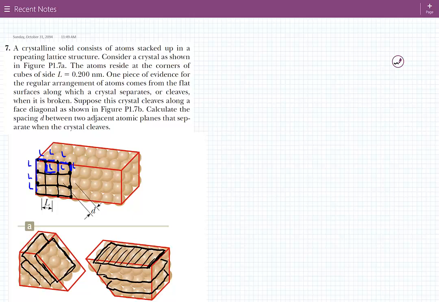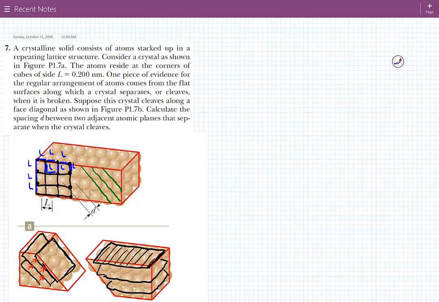So, calculate the spacing d between two adjacent atomic planes that separate when the crystal cleaves. So when it was cut, it wants us to find the distance between these diagonal planes, this distance here, whatever this distance is between the diagonal planes. So we should be able to figure that out. Where I'm drawing the green line, that's where the diagonal planes are. So this would be a diagonal plane, this would be a diagonal plane.